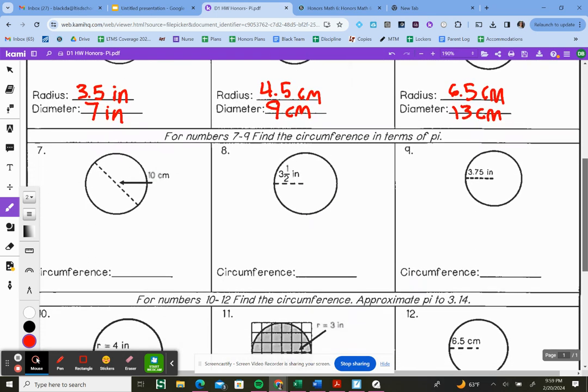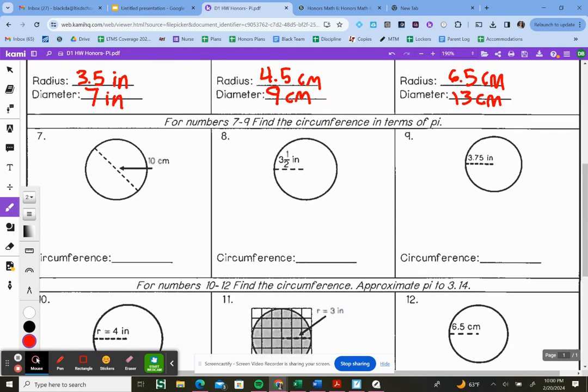All right, for 7 through 9, it says, find the circumference in terms of pi. That basically just means we don't need to do as much work. Instead of multiplying by 3.14, we can just write pi. So I need to do pi times the diameter. Here I see the diameter is 10. So I can just say the circumference is 10 pi, 10 times pi.